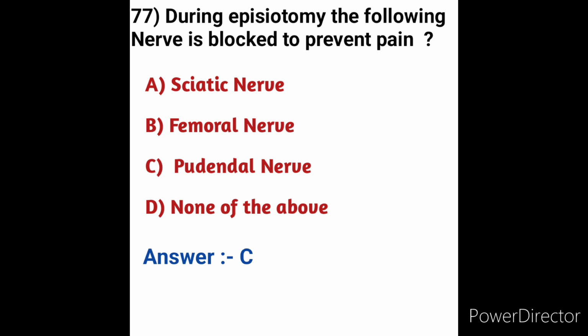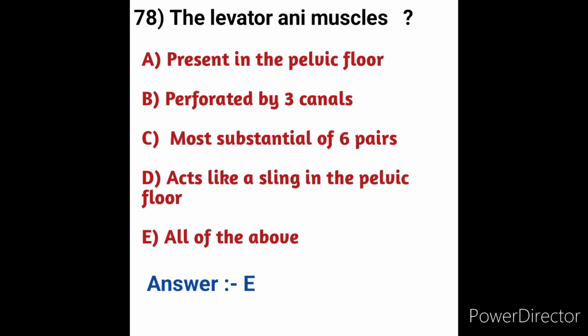Additionally, in pudendal nerve blocks, the local anesthetic is administered around the fibers of the pudendal nerve supplying the vagina and the perineum. Here, during the episiotomy, the nerve blocked to prevent pain is the pudendal nerve. Option C is the correct answer. Next we will see the next question. Question number 78. The levator ani muscles are present. We will see the options here.